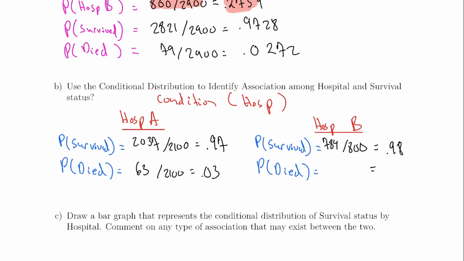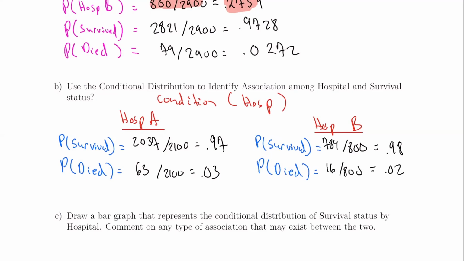All right. So for this one, you get 800. So of the 800 people who went to hospital B, how many of them survived? Oh, sorry, how many of them died? 16. So if I do 16 divided by 800, you should get 0.02. Perfect.